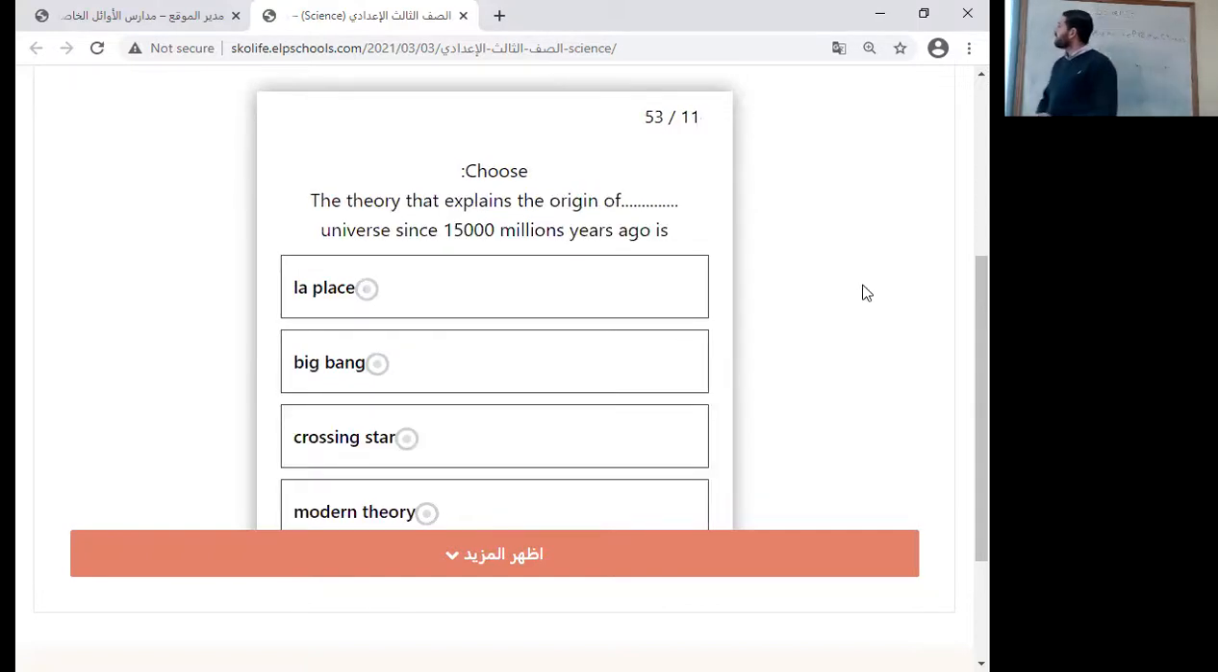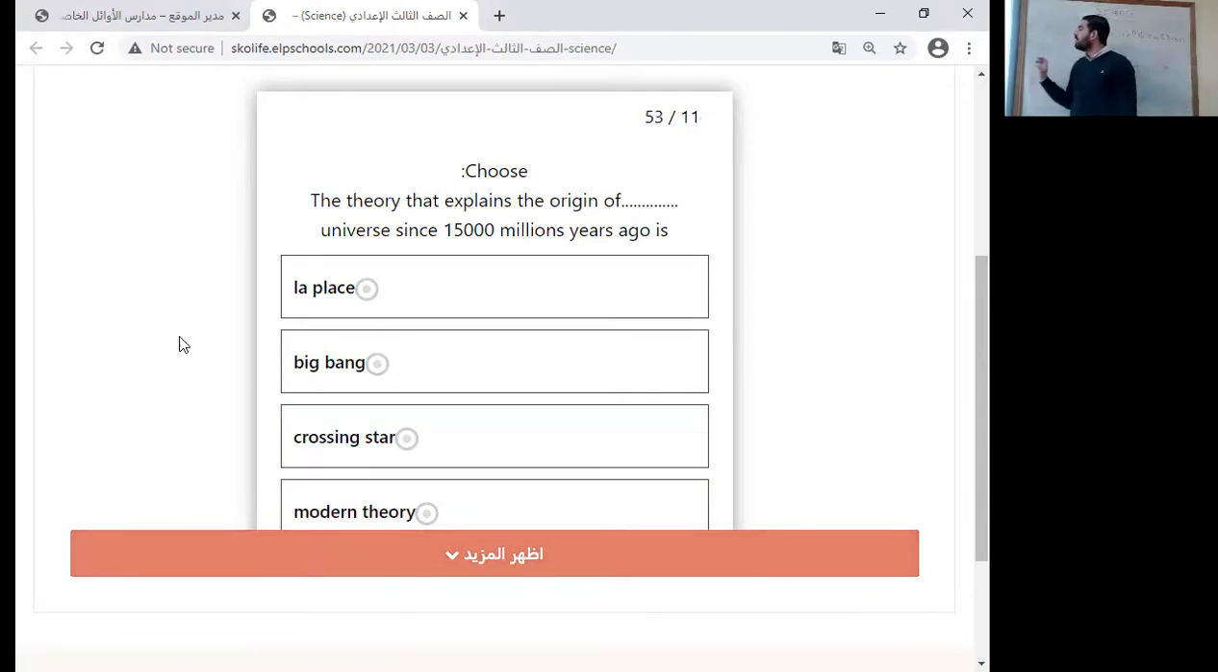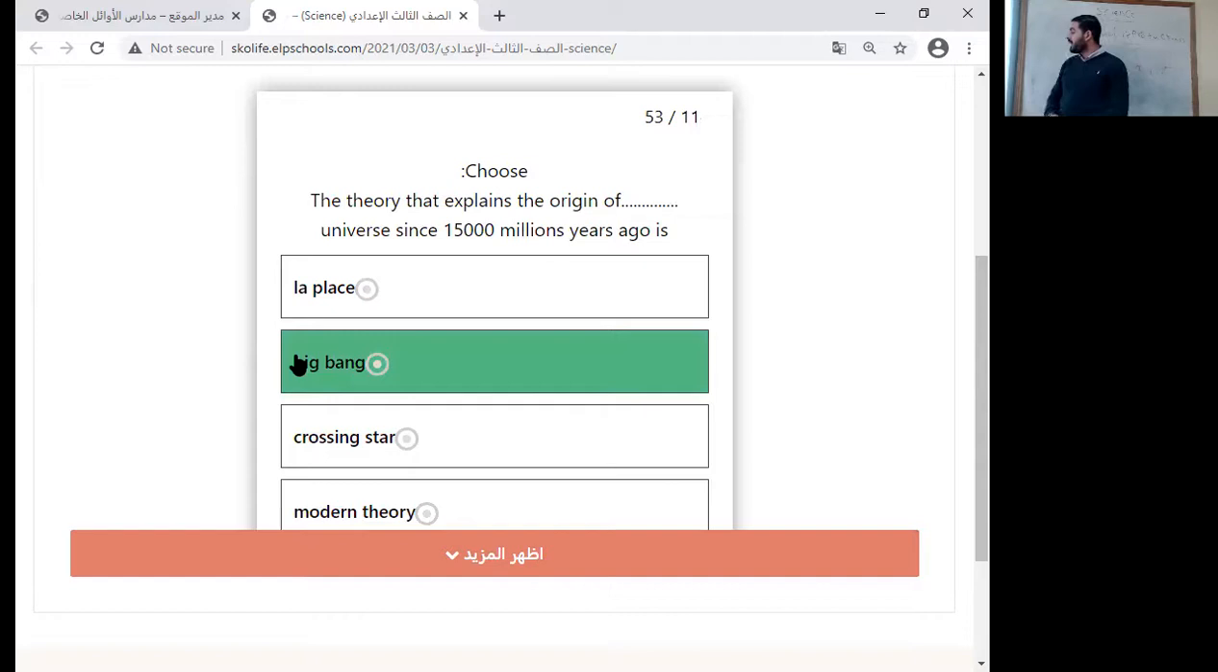The theory that explains the origin of the universe since 15,000 million years ago, the only theory that we have studied about the origin of the universe, is the Big Bang, which explains that the universe originated as a result of a massive explosion of many gases or a gaseous ball, which was the Big Bang theory.